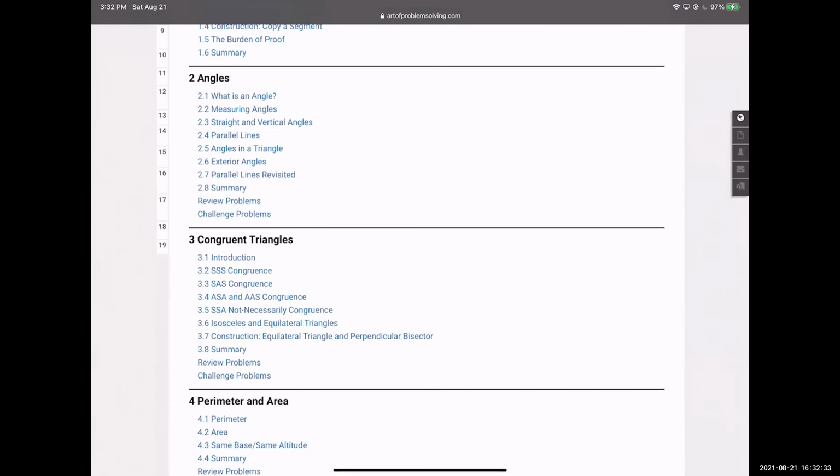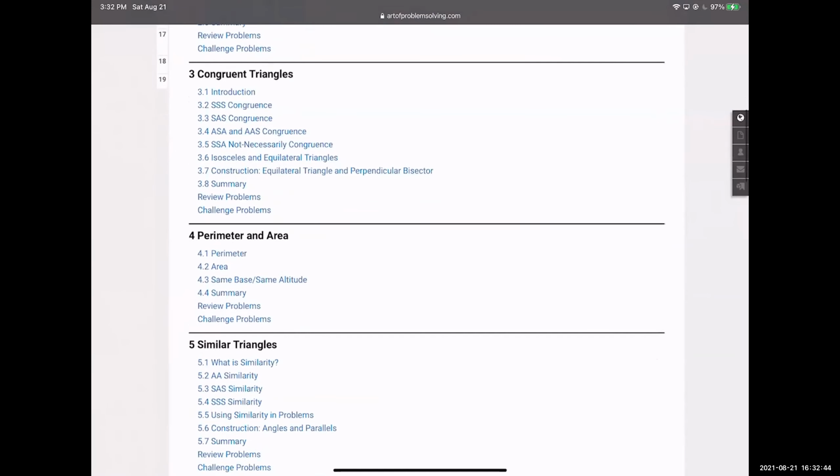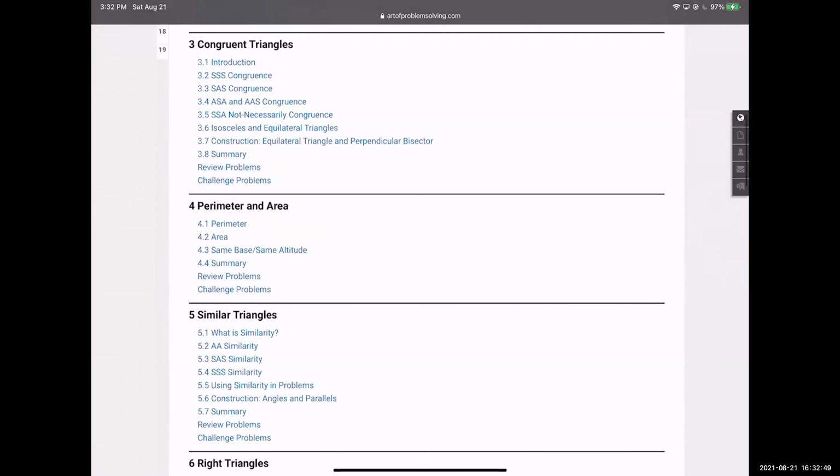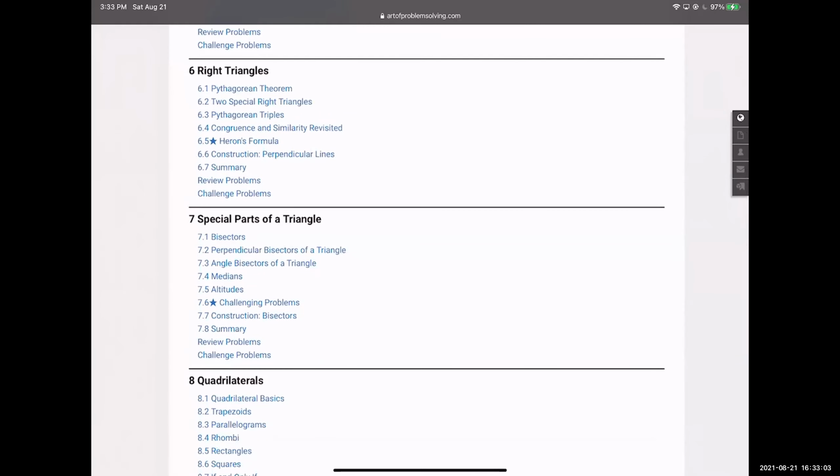After that, we're going to talk about angles. This section on angles is going to be very important for the remaining part of the book. Then we start talking about triangles, congruency, as well as similarity. In between, we talk a little bit about perimeter and area, but this idea is nothing new, so we're just rehashing it a little bit. Then we finish up triangles by talking about right triangles as well as special parts of a triangle.